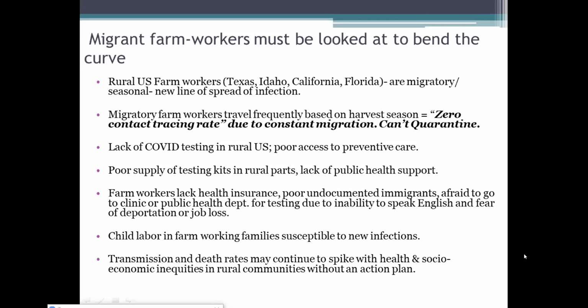You can't even quarantine those patients because, number one, you can't contact trace them. So how would you know if they have the infection, or how would you quarantine those patients? And then there's a huge lack of COVID testing in rural US. Where I work, we have almost 50% lack of testing kits provided to us. Poor access to preventive care, also lack of public health support.